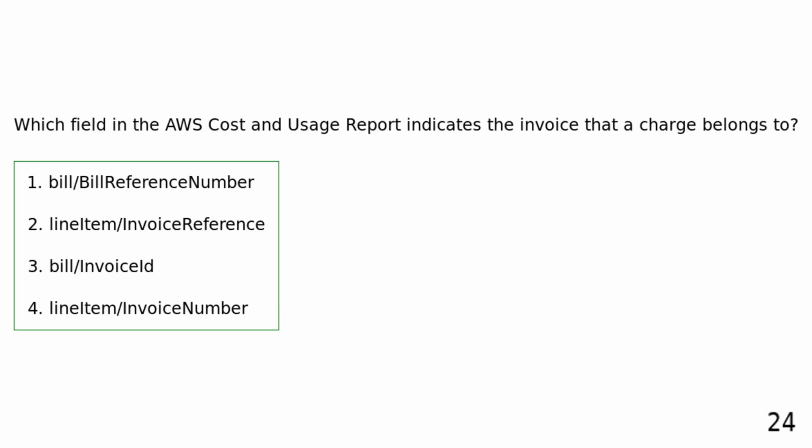Which field in the AWS cost and usage report indicates the invoice that a charge belongs to? Bill/bill reference number. Line item/invoice reference. Bill/invoice ID. Line item/invoice number. The bill/invoice ID field in the AWS cost and usage report shows which invoice a particular charge belongs to, helping to reconcile charges with specific invoices.